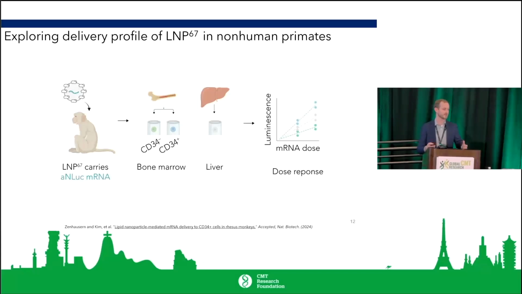We performed these experiments all in mice, but we also wanted to see how these delivery profiles stacked up in non-human primates. So in collaboration with UC Davis's Primate Center, we formulated these LNPs and then injected them into rhesus macaques, and then isolated cells from the bone marrow, specifically those CD34 positive fractions that are enriched for those stem cells we're trying to hit, as well as cells from the liver. And we looked at the delivery across a range of different doses.